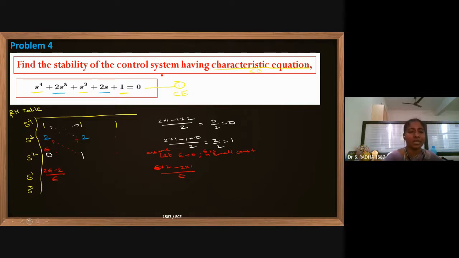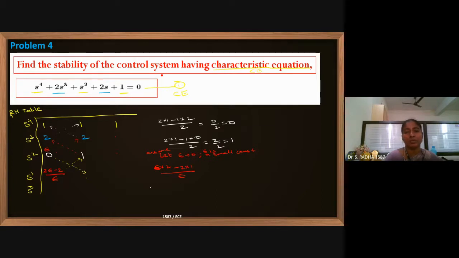Now I will go with the last row calculation. I have to calculate like this. This is epsilon. It is not 0, it is epsilon. But here it is 0.